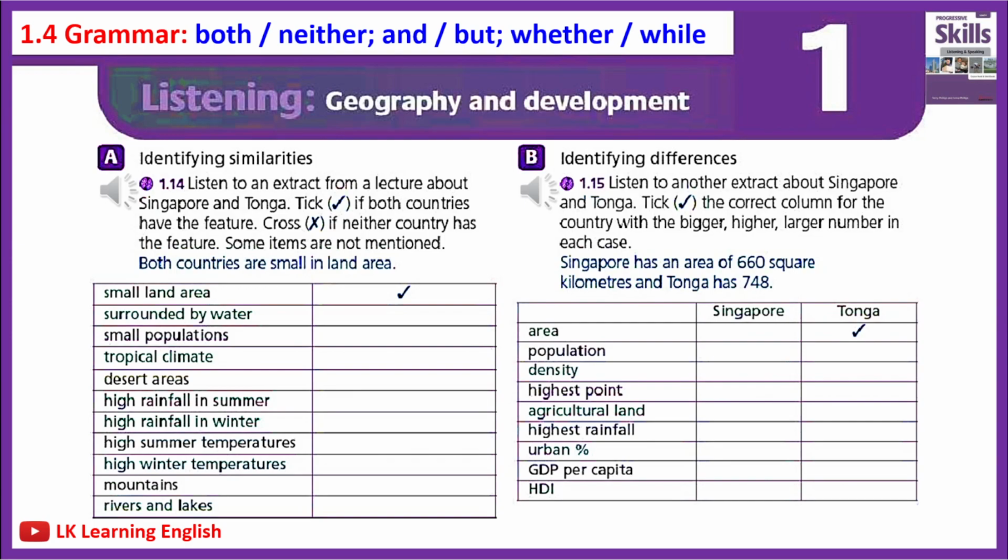Let's look at climate. As you've probably guessed already, the two countries have a tropical climate, and neither has any actual deserts. On the other hand, neither has much rainfall in summer. Unlike desert climates, both countries have high temperatures in summer and in winter, whereas of course deserts can be cold in winter. And lastly, both countries are very flat and neither has any mountains.